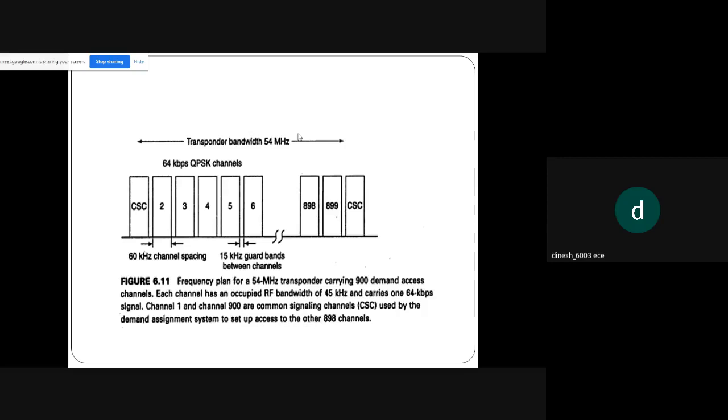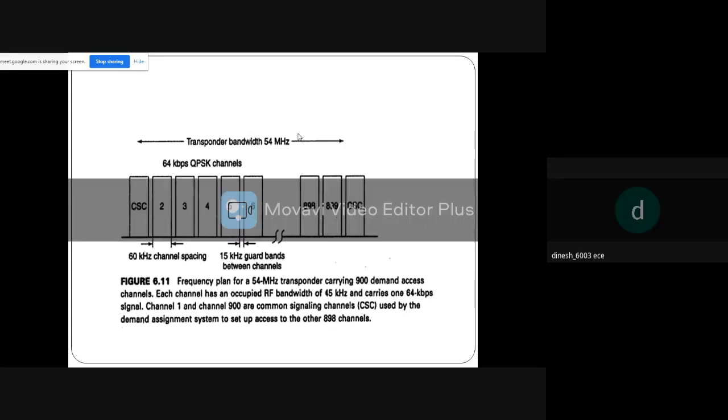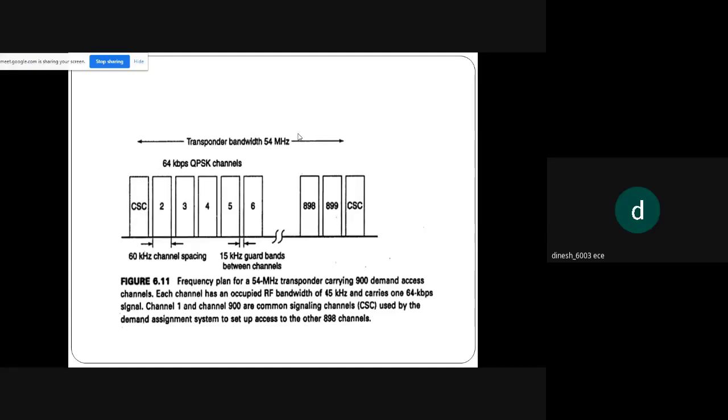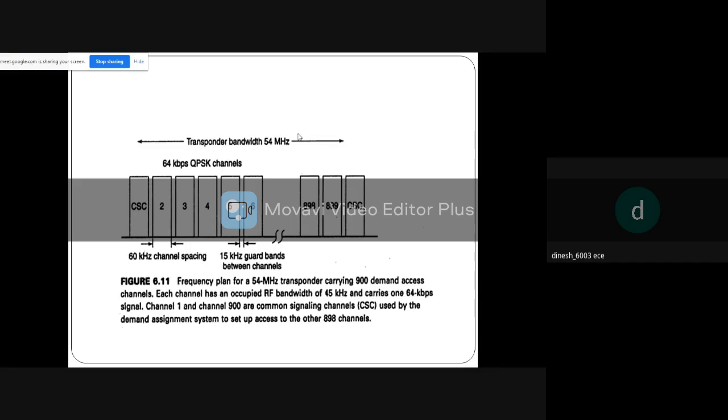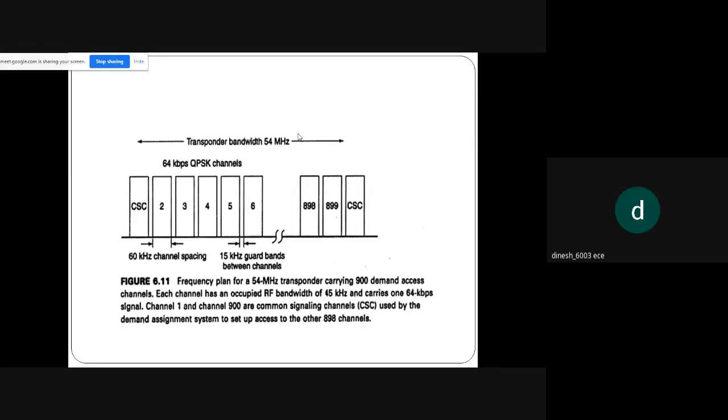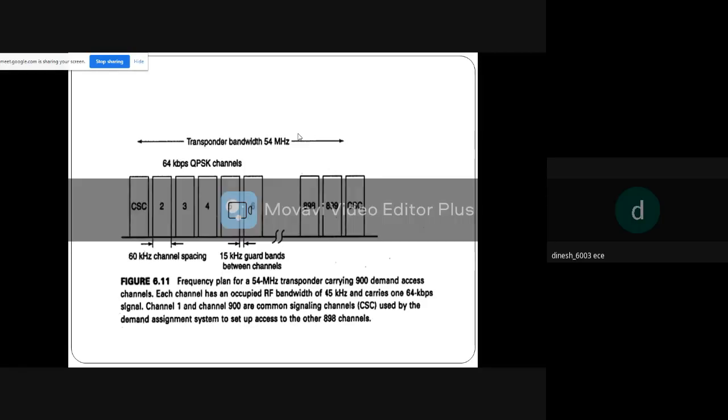This is the frequency plan for a 54 megahertz transponder carrying 900 DAMA, demand access, channels, where each channel has an occupied radio frequency bandwidth of 45 kilohertz and carries a 64 kilobits per second signal. Channel one and the last channel, which is channel 900, are used for common signaling channels in order to create the demand assignment system for setting up the remaining 898 channels.